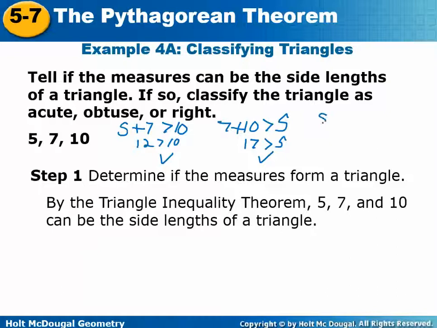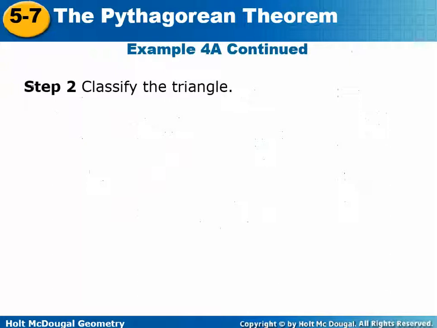And then we have to add 5 plus 10, and it has to be greater than 7. All three of those have to be true in order to meet the triangle inequality theorem and know that it can be a triangle. So this works. So the first part is yes, it's a triangle.